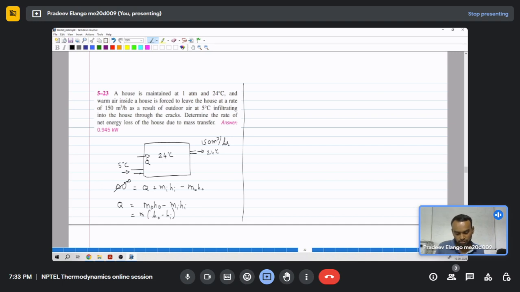Now we need to find the mass flow rate. To find the mass flow rate, we need rho. Rho we can find from the PV equals RT equation, where R is the specific gas constant. To have it in terms of rho, we will have P by rho equal to RT. So rho is equal to P by RT.